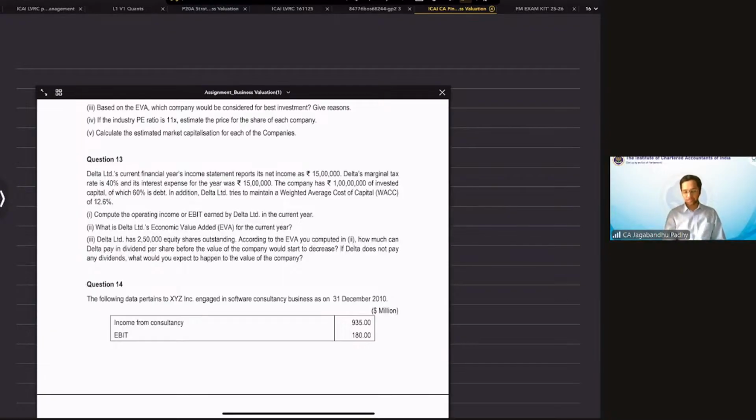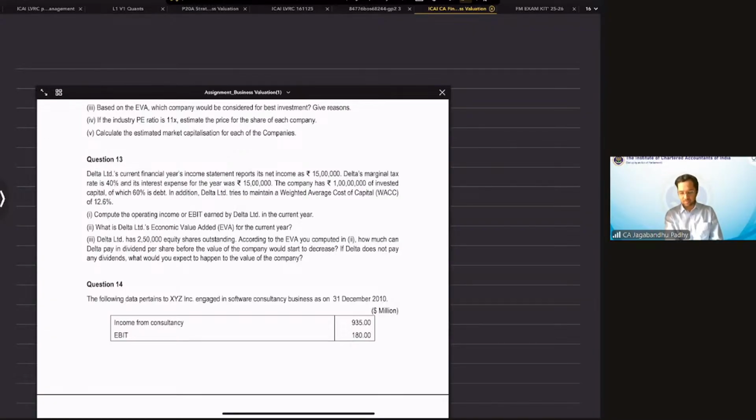Question 13. Delta Limited's current financial income statement reports a net income of 15 lakhs. So this is basically your PAT. Delta's marginal tax rate is 40%, and its interest expense for the year was 15 lakhs. The company has 1 crore of invested capital, of which 60% is debt. In addition, Delta Limited tries to maintain a weighted average cost of capital of 12.6%.